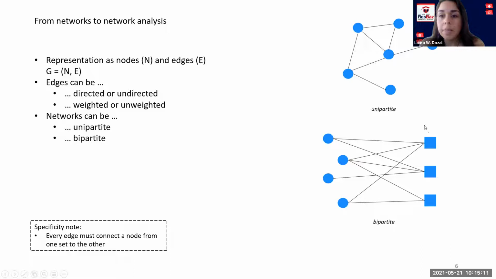So the people to clubs is an example of a bipartite network. In a bipartite network, every edge must connect a node from one set to a node in the other set.